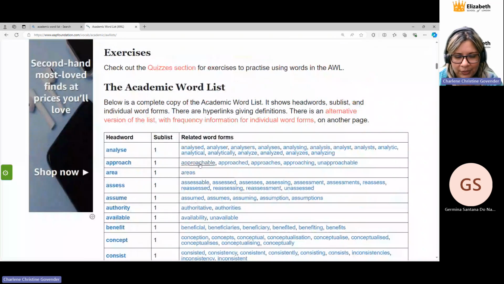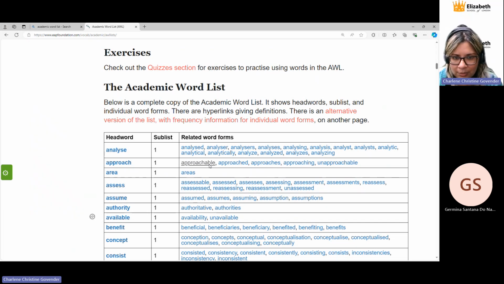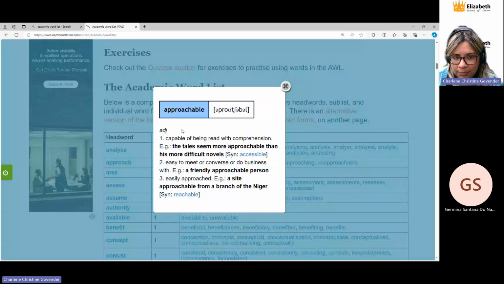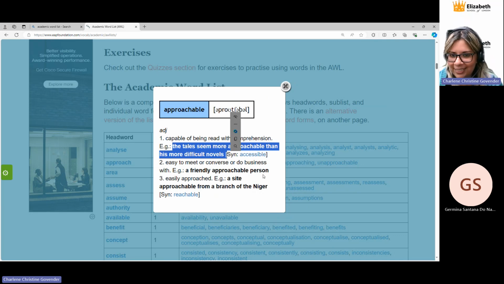However, I can also look at approachable, approached, approaches, approaching, and unapproachable, which is your antonym. So here are your related word forms. If you're unsure about how to use them in a sentence, click on them and it will pop up telling you approachable is an adjective and it will give you a sentence of how to use approachable.